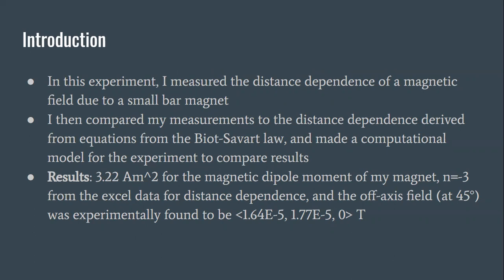The main results that I found from this experiment were that the magnetic dipole moment from my magnet was about 3.22 amperes per meter squared. I got an N value of -3 from the Excel data for the distance dependence, meaning the magnetic field depended on 1 over the distance cubed. The off-axis field at 45 degrees was experimentally found to be around 1.64 times 10 to the -5th, 1.77 times 10 to the -5th, and 0 Tesla.